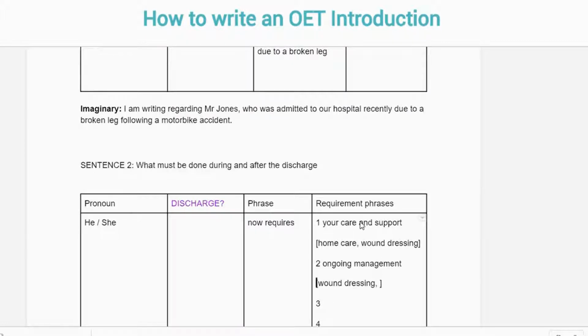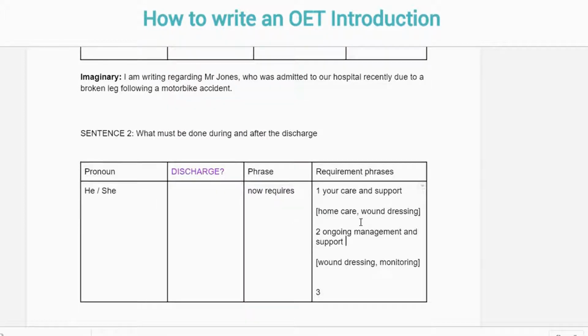Can you give me another example of management? Like monitoring of a patient's blood sugar level or something like that. Good. So you might say ongoing management and assessment, for example, or ongoing management and support. What other things can we say, Raji? We've got your care and support. We've got ongoing management and support. What else could we say? Imagine we're writing to a doctor.